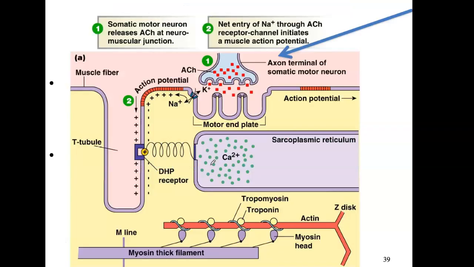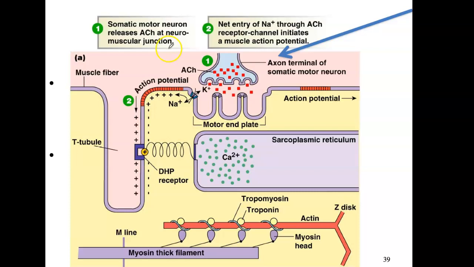If you look at it in the very big picture, you want to know what happens from the time the motor neuron comes to the very bottom here when the myosin attaches onto the actin. So there's lots of steps involved there, and you really need to know this slide. You really need to understand this. This is in the book. So let's take it one step at a time.